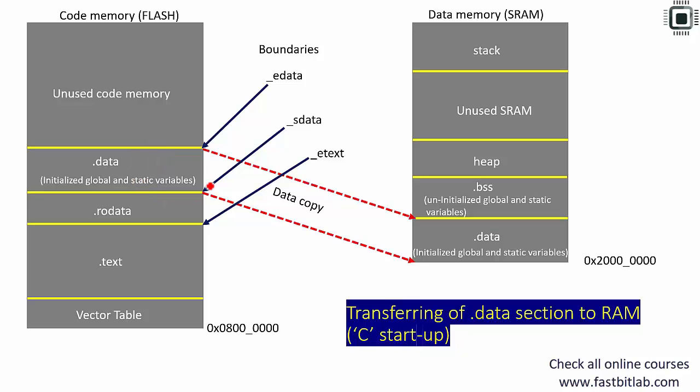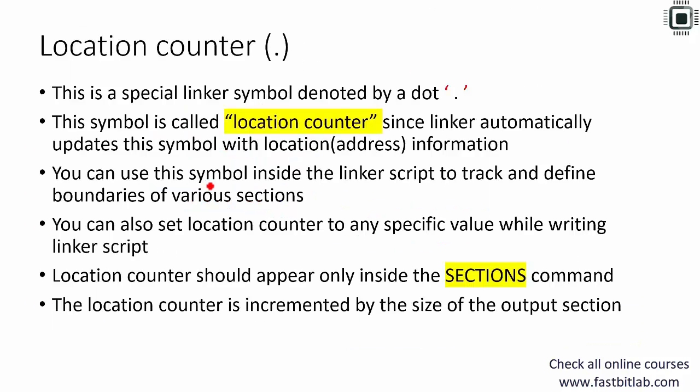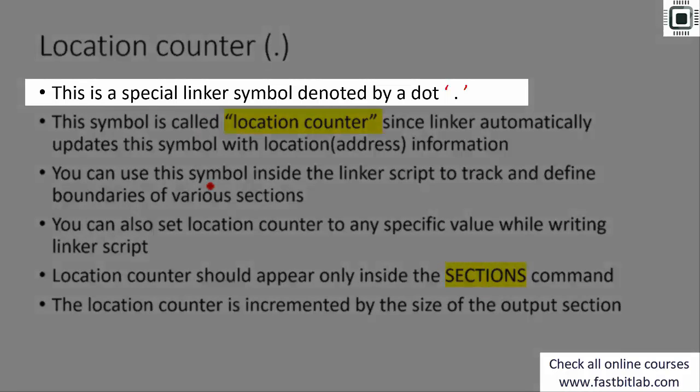Now, the question is, how do you trace such boundary information in your C program? The answer is that the boundaries can be tracked inside the linker script, and after that, that boundary information can be passed to the C program. For that, the linker gives you one nice feature called location counter. This is a special linker symbol denoted by a dot. Location counter is denoted by a dot.